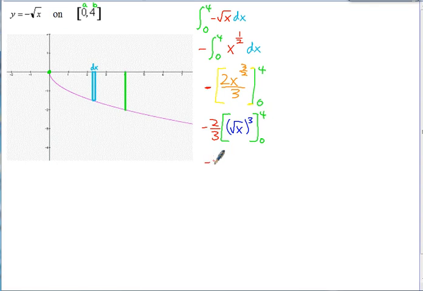So then we have negative 2/3. Then you can substitute in the upper limit of 4. So that would be the square root of 4 cubed. And then always subtract what you get when you substitute in the lower limit of 0. So that's square root of 0 cubed.